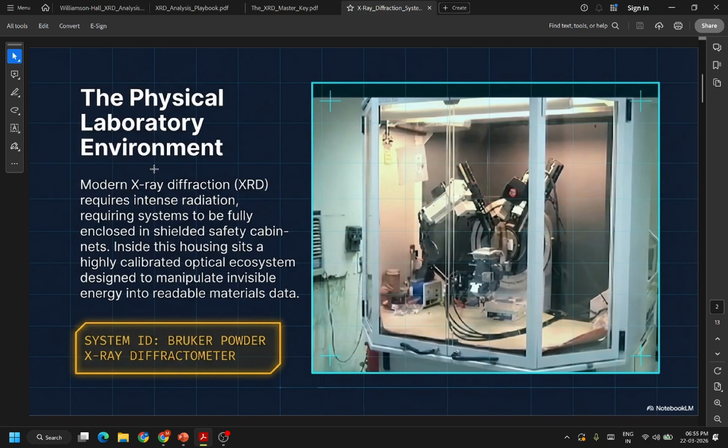Modern XRD requires intense radiation. The radiation coming from the X-rays is very high, so it requires the systems to be fully enclosed in shielded safety cabinets. As you can see here, they are completely shielded. Inside is a very highly calibrated system, and the shield has panels which are covered with lead lining.